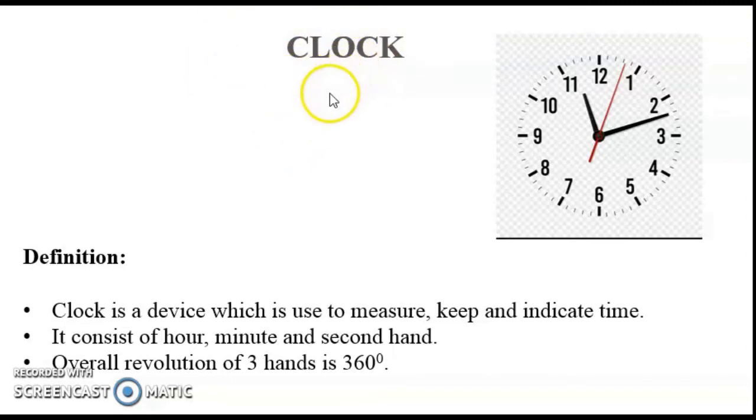So let's see the definition of clock. Clock is basically a device which is used to measure, keep, and indicate time. The second point is it consists of hour, minute, and second hand.